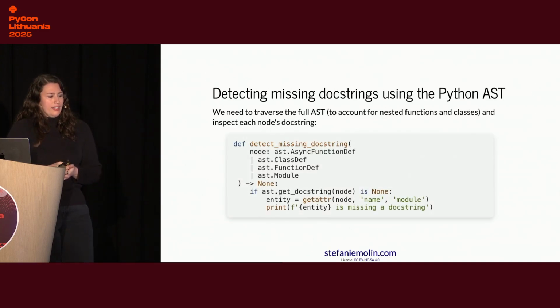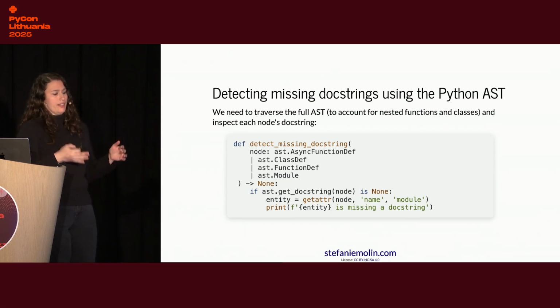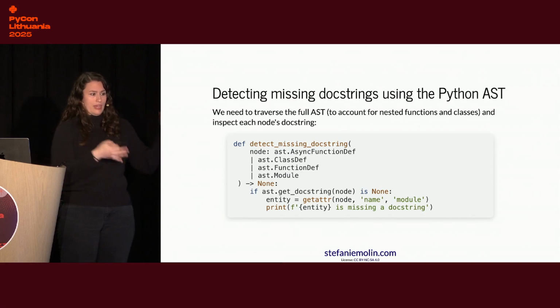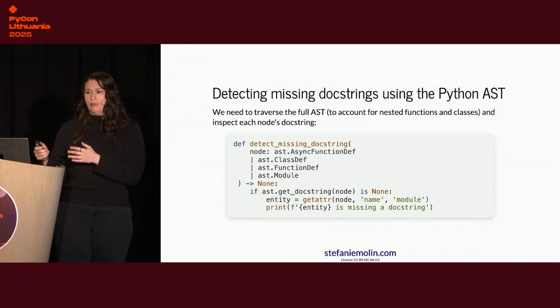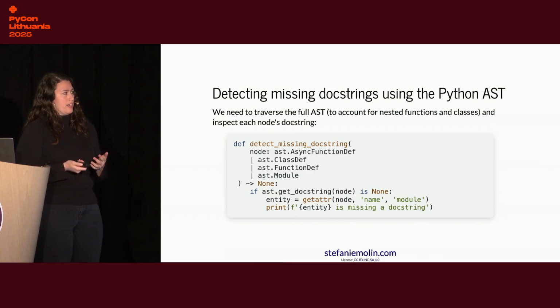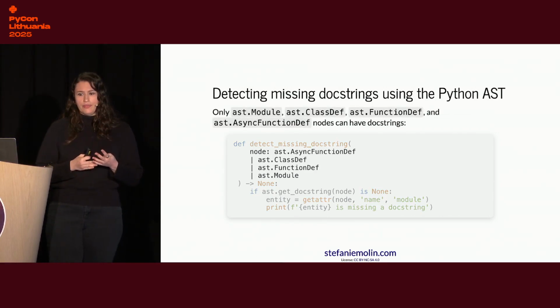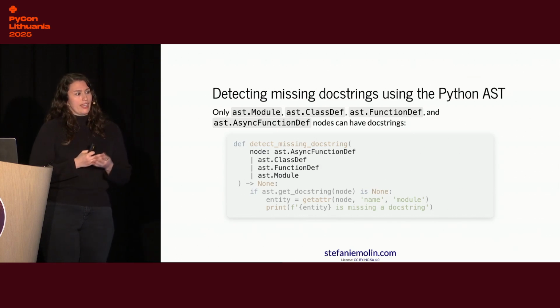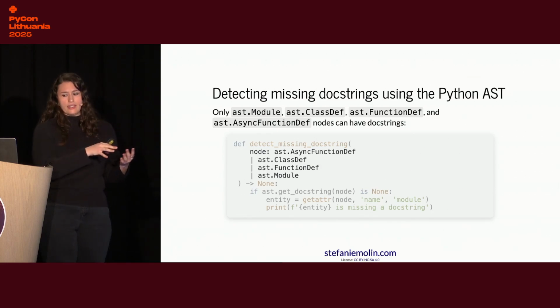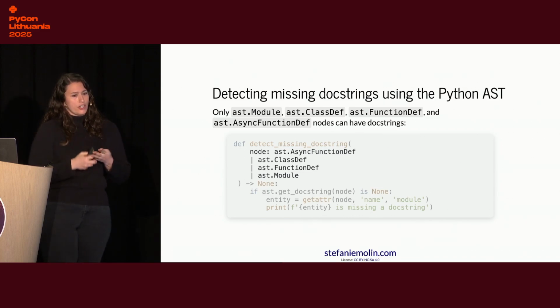We're going to define this detect missing doc string function. And you'll notice I'm going to use type annotations in lieu of having the doc string so that we can understand what types of nodes we're going to run on and what kind of output we would expect. For detecting missing doc strings, we only care about four node types in the AST. These are the only four node types that can have doc strings per the AST. We have the module, the class definition, the function definition, and the async function definition.